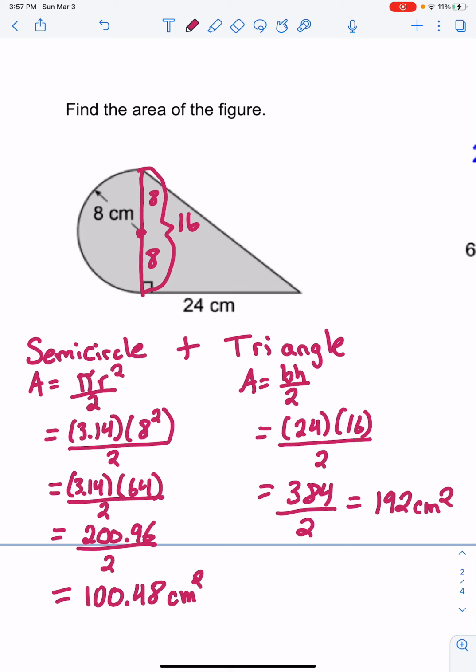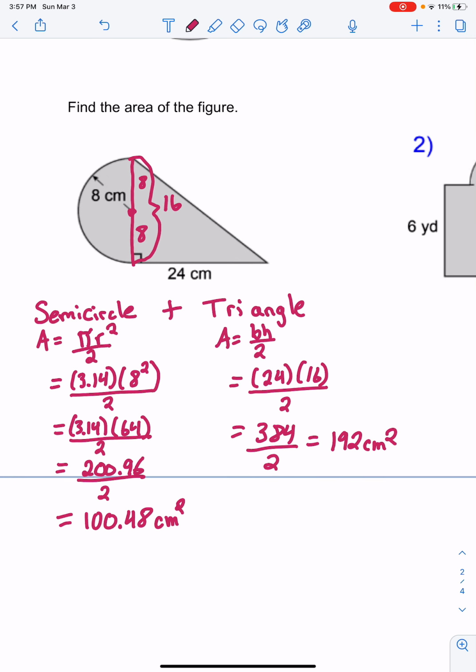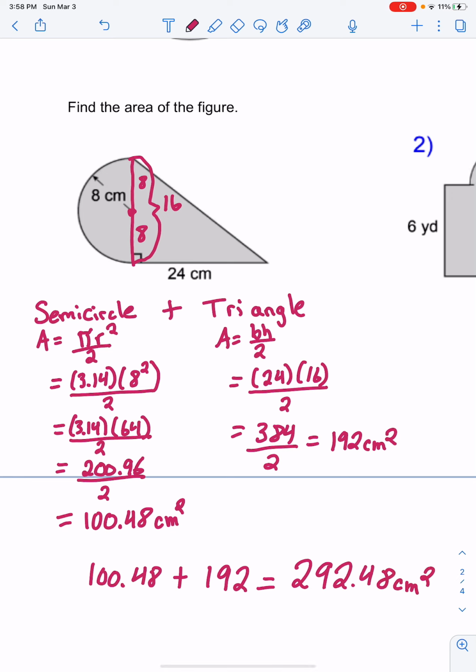Now we're not done yet, because they want the whole figure, not these two shapes separately. So in order to find the whole figure, we have to add these together. So we're going to do 100.48 plus 192. And that's going to give us our final answer of 292.48 centimeters squared. And that is the area of this figure.